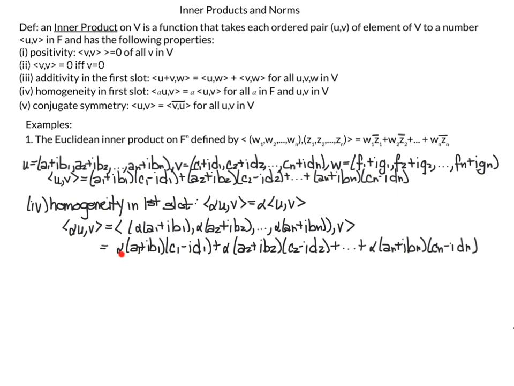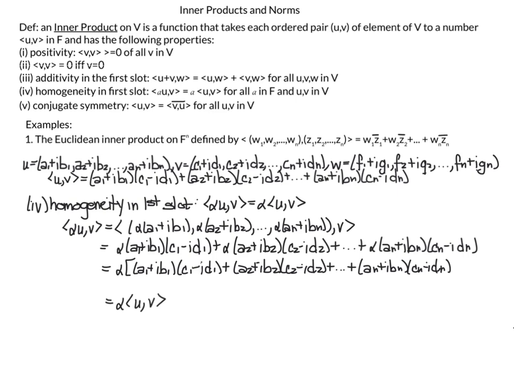So my first coordinate, alpha times a1 plus ib1, gets multiplied by the complex conjugate of my first coordinate of v, that's c1 minus id1. My second coordinate is alpha times a2 plus ib2 multiplied by the complex conjugate of the second term of v, which is c2 minus id2. And I do this all the way to an. So alpha times an plus ibn times cn minus idn.